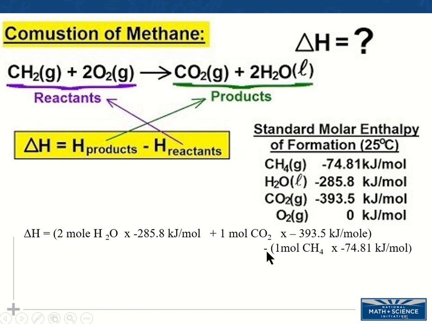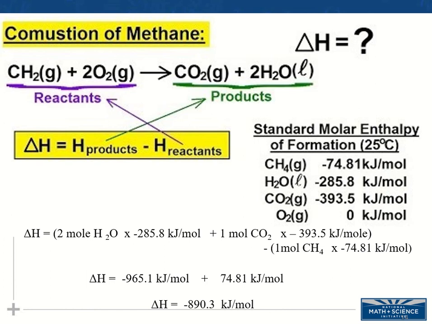Be really careful with your negative signs, because notice this is a minus, this is a minus, and that's going to give us a plus. So when you add these up, you're going to get negative 965 kilojoules per mole for the products, minus negative 74.81, or plus a positive. And so I'll subtract that out, and I will find that the delta H for this reaction, using these numbers that were given, is negative 890.3 kilojoules per mole. So that would definitely be an exothermic reaction.